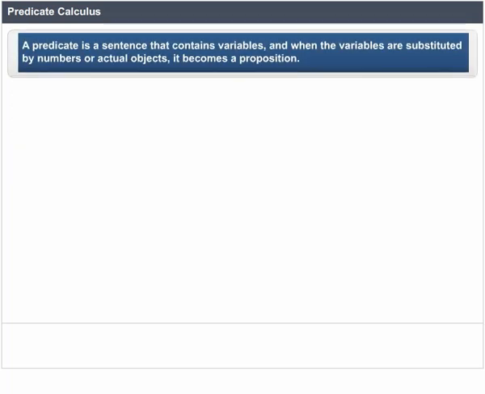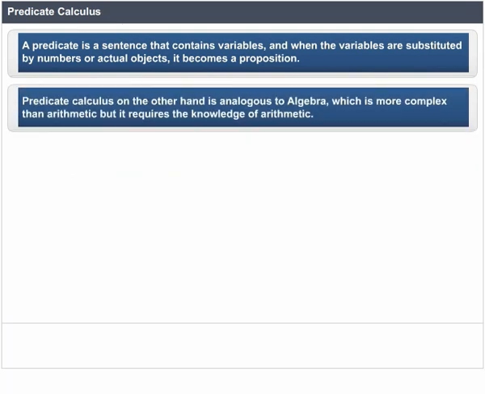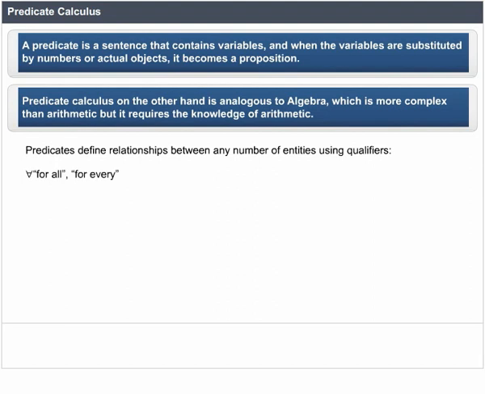Predicate calculus. A predicate is a sentence that contains variables, and when the variables are substituted by numbers or actual objects, it becomes a proposition. Predicate calculus, on the other hand, is analogous to algebra, which is more complex than arithmetic but requires the knowledge of arithmetic. Predicates define relationships between any number of entities using quantifiers: for all, for every, there exists. Examples: x greater than 4, a squared plus b squared equals c squared.